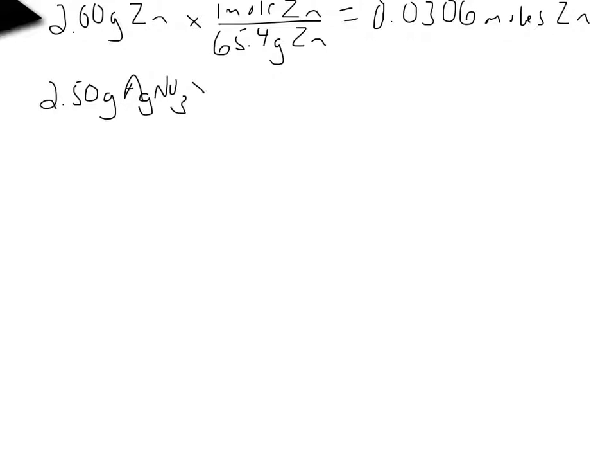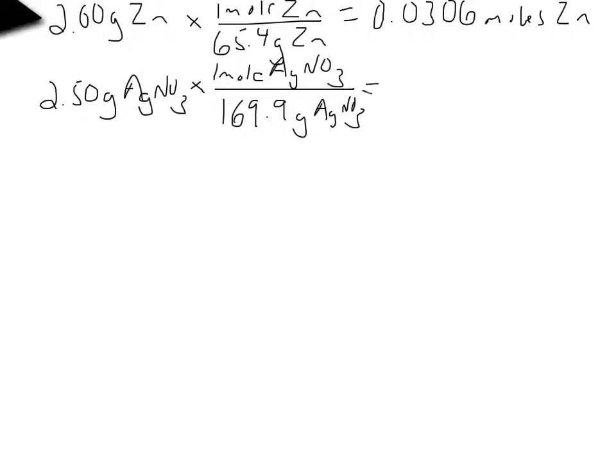Then we can start with our other reactant, which is 2.50 grams of silver nitrate, and we're going to convert that to moles as well. So in 1 mole of silver nitrate, we have a total of 169.9 grams of silver nitrate. So we've now converted to moles, and what we find is that we have 0.0147 moles of silver nitrate.